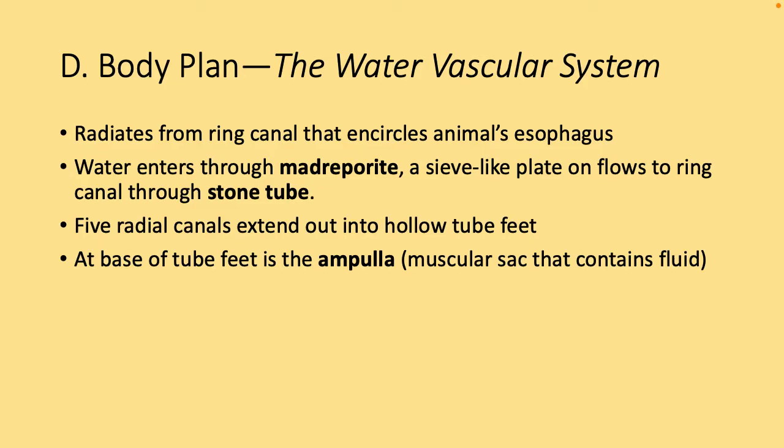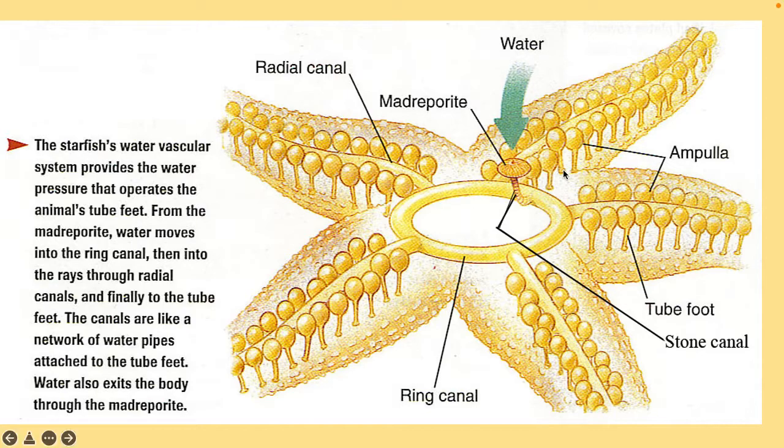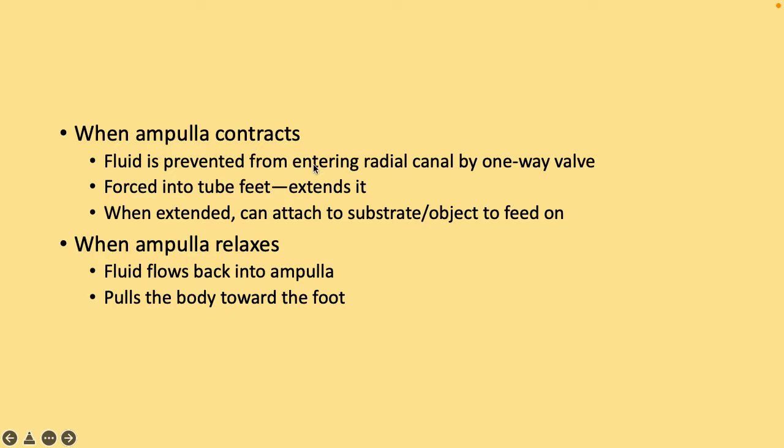So I think I have a slide that describes what happens when it contracts and what happens when it releases. So again, just another diagram going through. This is the stone canal connecting the madreporite to the ring canal, and then it radiates down. So when the ampulla contracts, fluid doesn't enter the radial canal because of the one-way valve. It's forced into the tube feet and it extends out. When it relaxes, fluid flows back into the ampulla and pulls the body towards the foot.